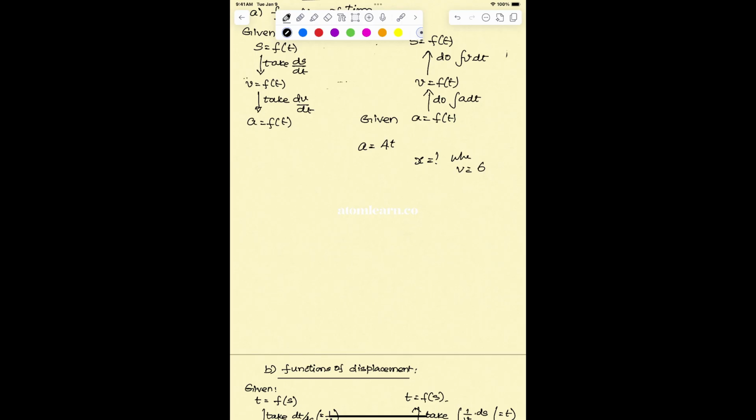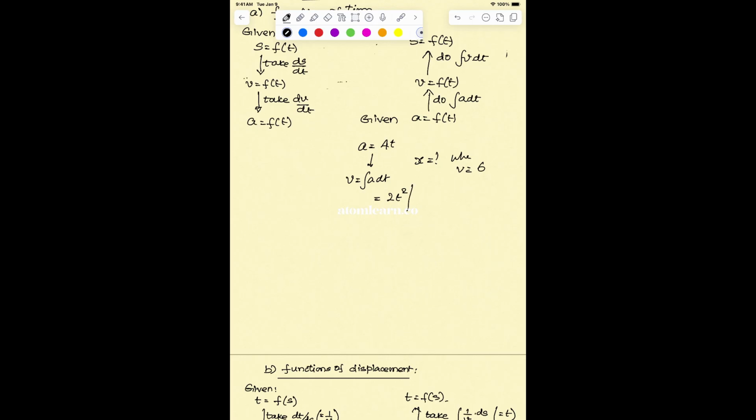Then what you have to do is, this again is a straightforward, direct way of asking questions. First of all, a is a function of time. Therefore, we will have to get v by means of integral a dt. What is that equal to? Integral of 4t dt is 4t squared by 2, equal to 2t squared.